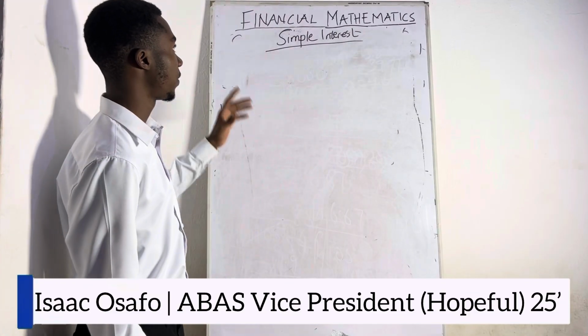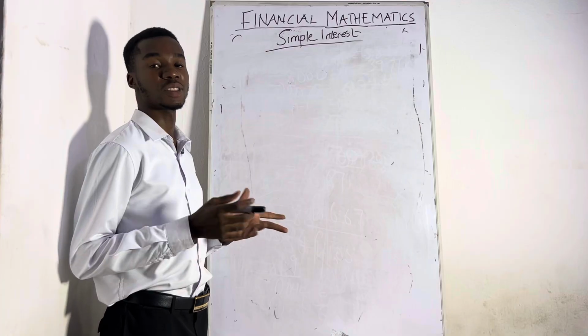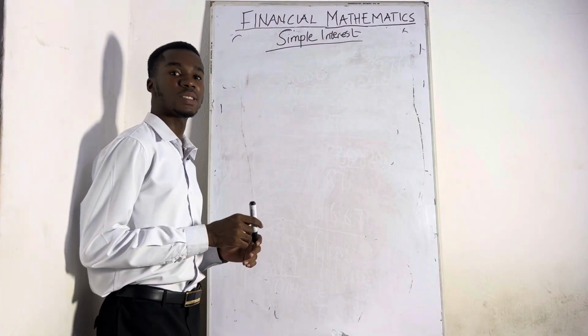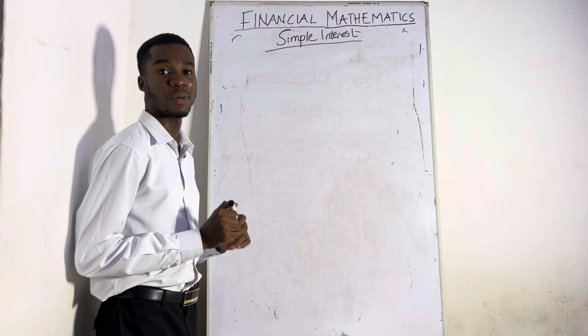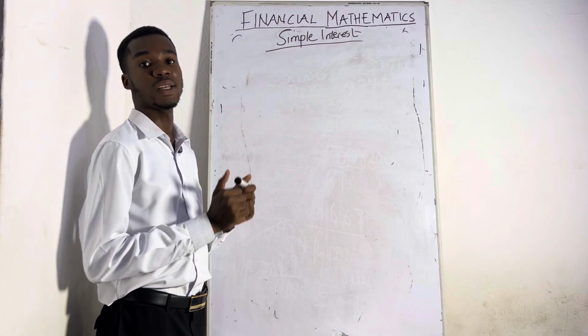Still under financial mathematics, so you are going to be looking at simple interest and compound interest as well as annuities. So now what is simple interest? Simple interest means that if you deposit an amount of money in the bank, the interest they are going to give you every year is going to be the same.